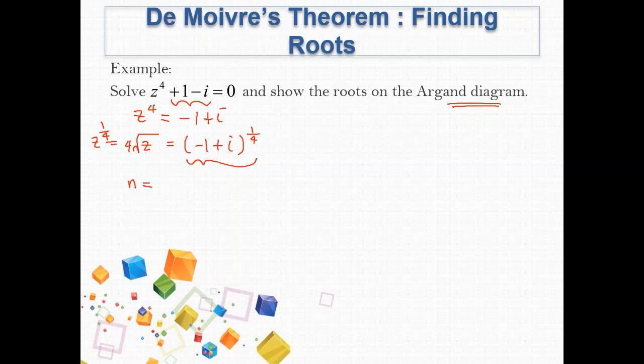Here n is 4. So our k is from 0, 1, 2, up to 4 minus 1, which is 3. This is where we stop our k. We have a equal to minus 1 and b equal to 1. We need this information because we need to find r and theta. That is the information that we need to gather. So we move to the next slide.